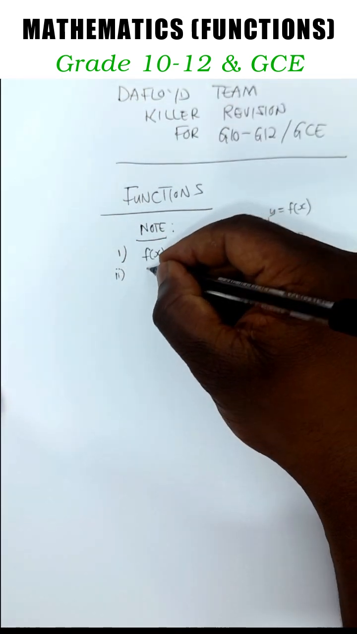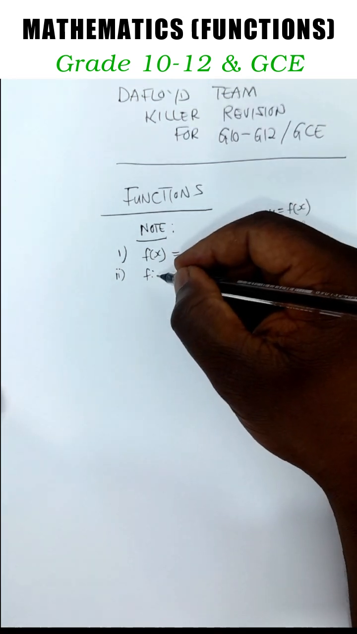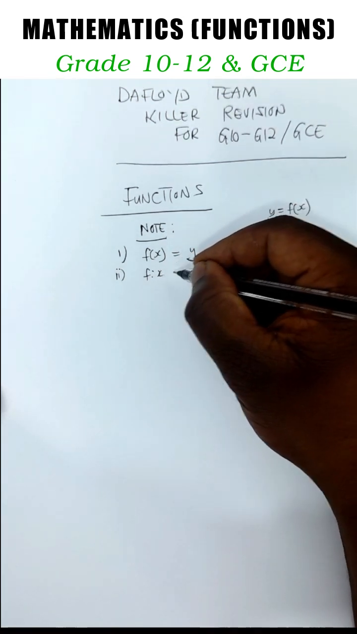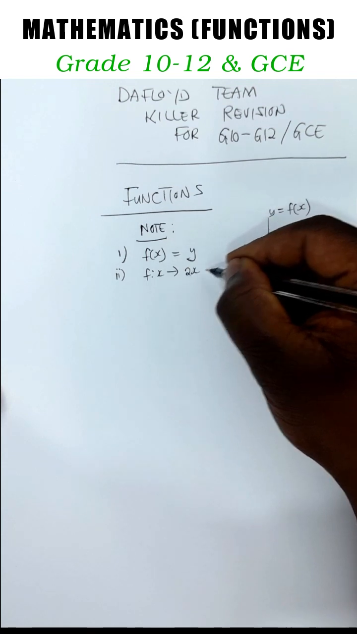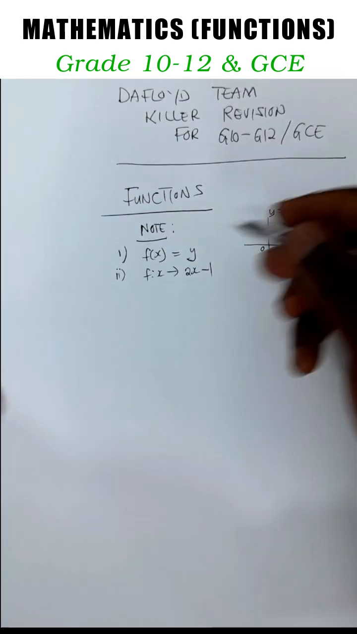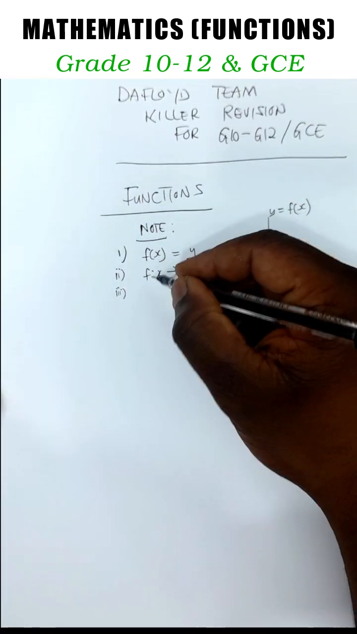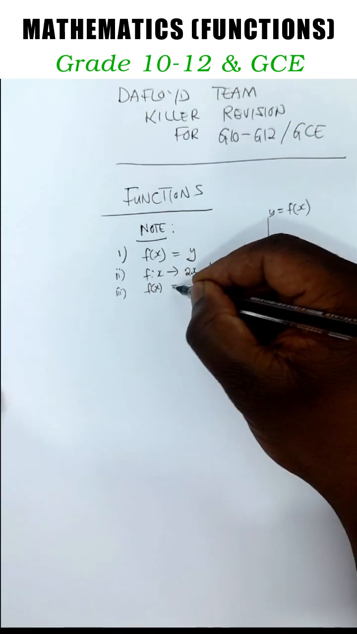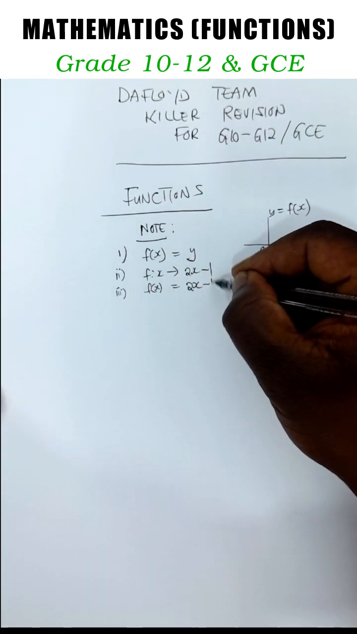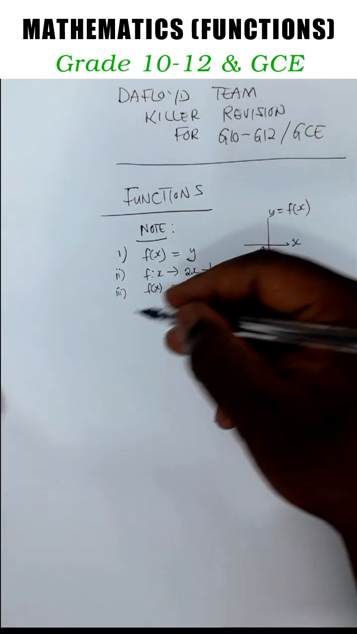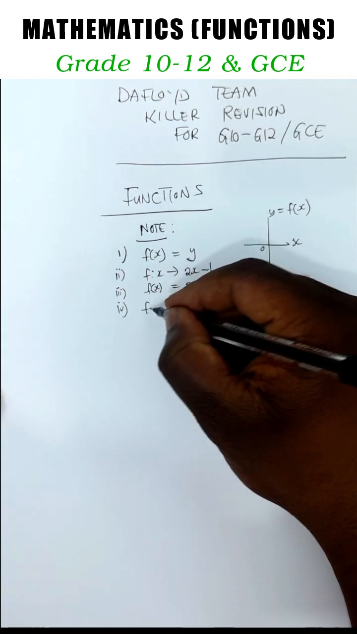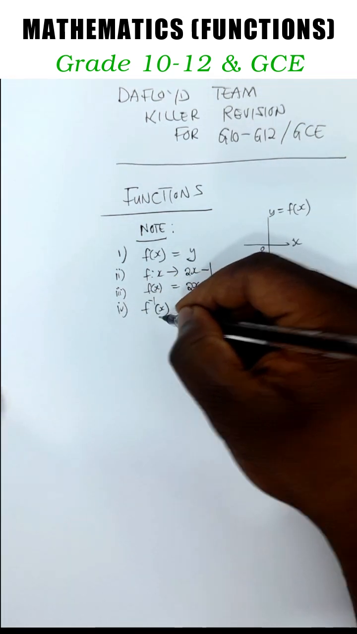Then number 2, we have to know that a function can be written that f of x is such that x implies 2x minus 1. It can be written like that. Number 3, you can write the same function in this manner. This is the same function. The other part is the reverse of it, which is the inverse of a function.